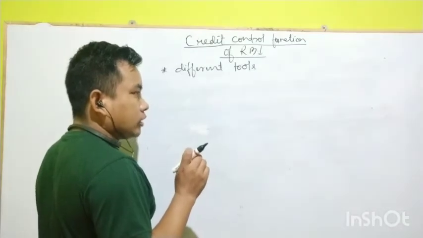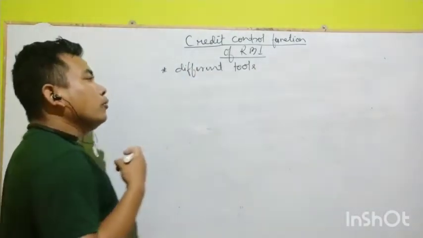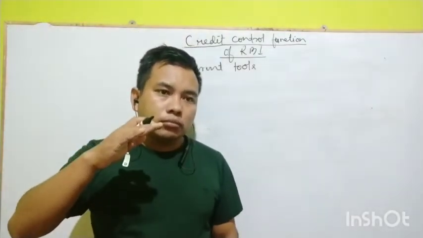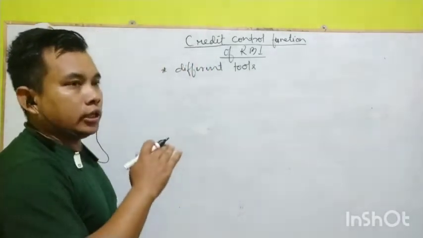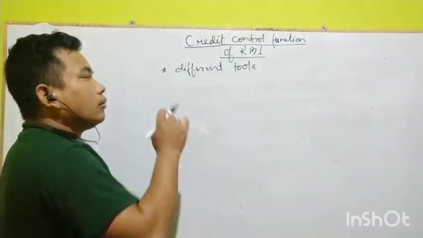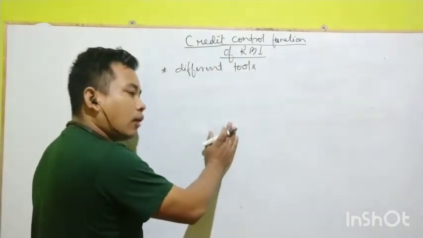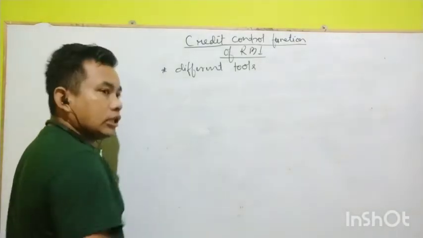Equilibrium position means neither high nor very low. To maintain the equilibrium, RBI controls the credit, controls the money supply. But to do that, they use different tools. Lots of tools are used by RBI to control this money supply.